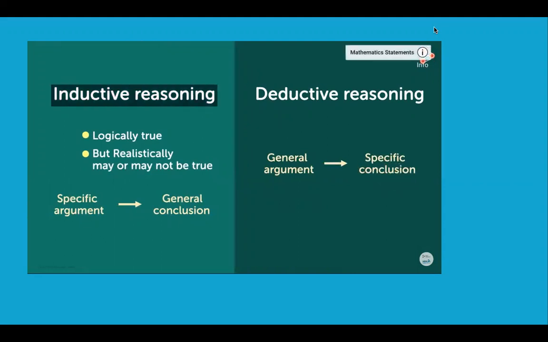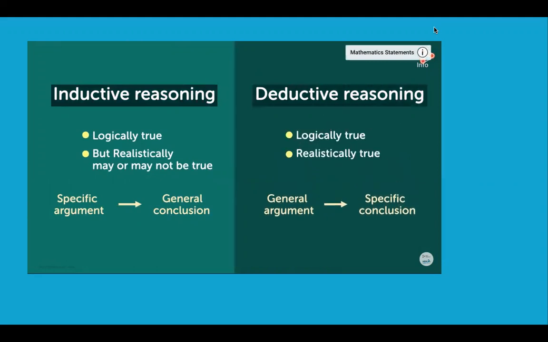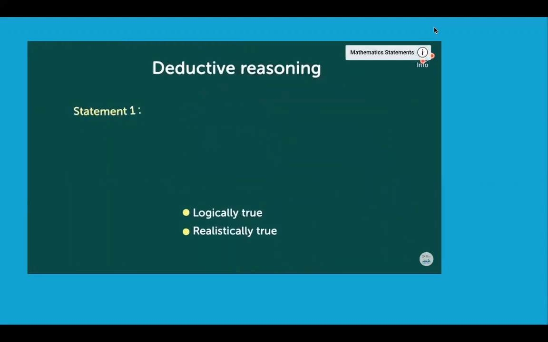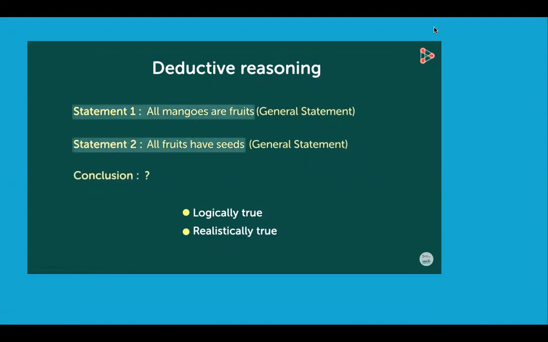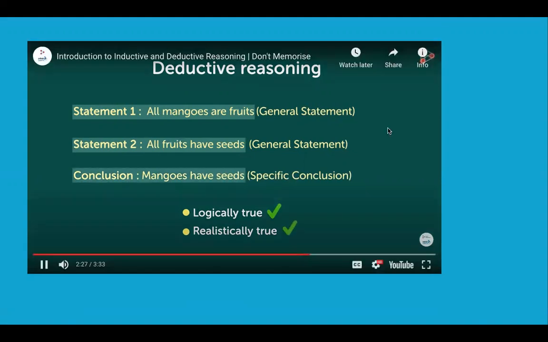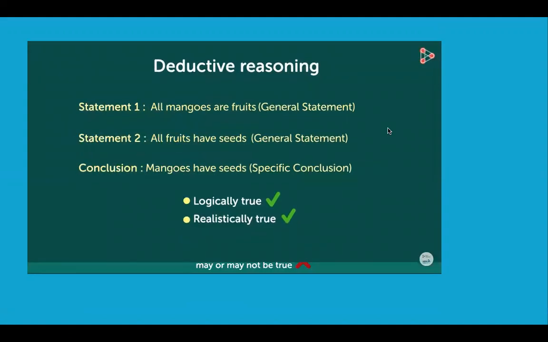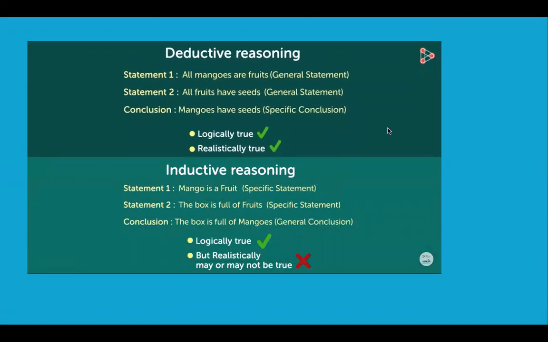Unlike inductive reasoning, deductive reasoning is always true. For example, statement 1 says that all mangoes are fruits, and statement 2 says that all fruits have seeds. What conclusion can we draw from these two statements? We can draw a conclusion saying mangoes have seeds. Here, statements 1 and 2 are true, and the conclusion will also always be true. All mangoes have seeds. So the two examples give us a clear idea about inductive and deductive reasoning.